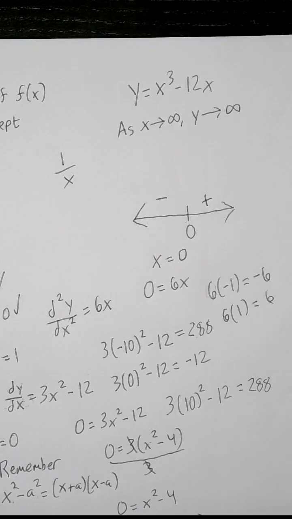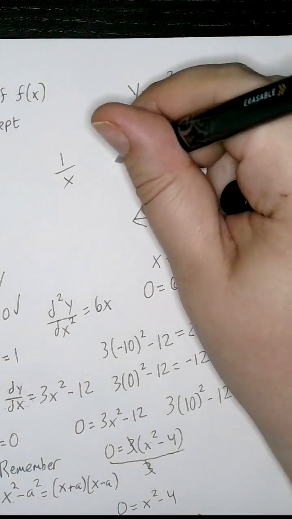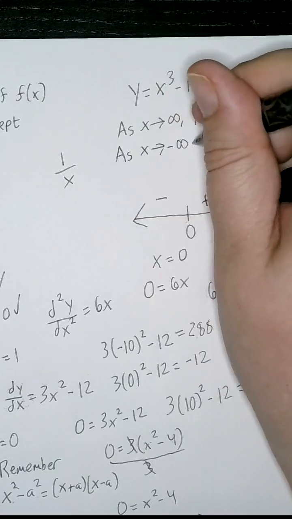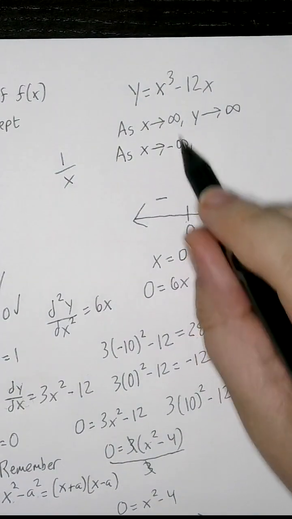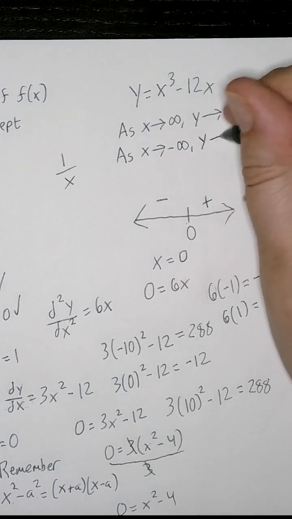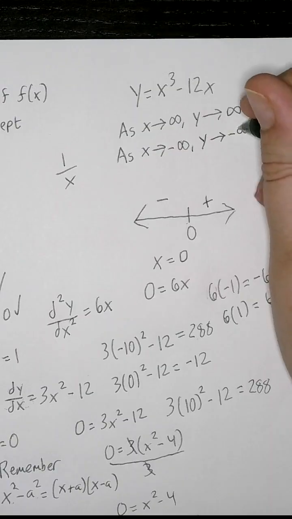So, then, as x approaches negative infinity, a negative number all cubed is still going to be negative. So this is going to approach negative infinity.